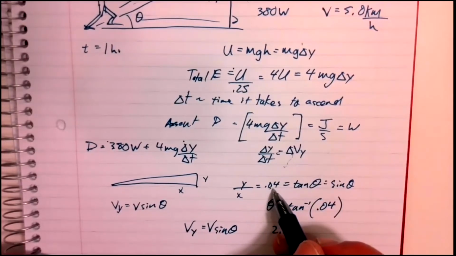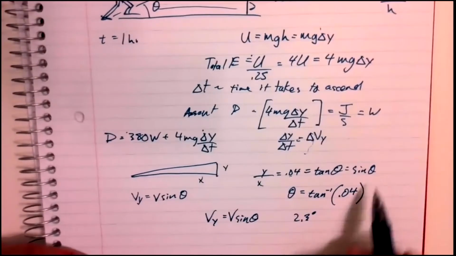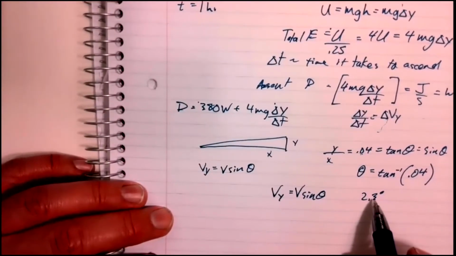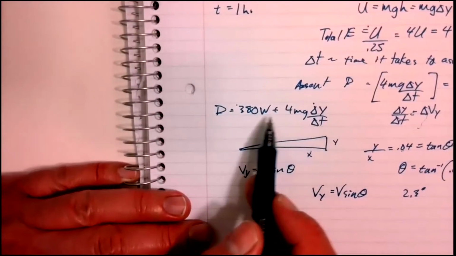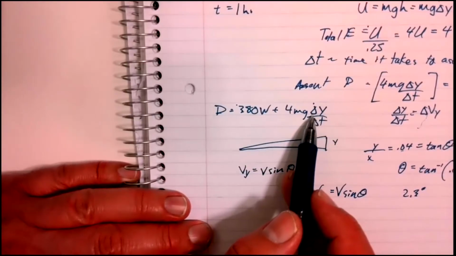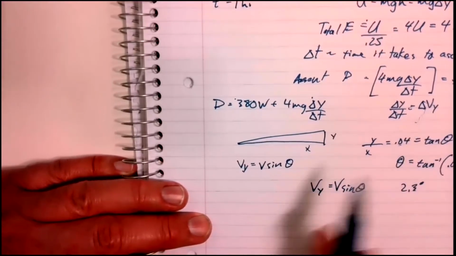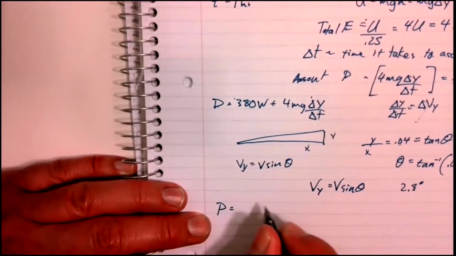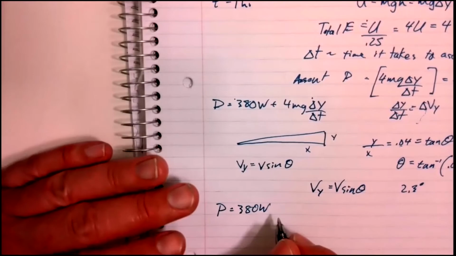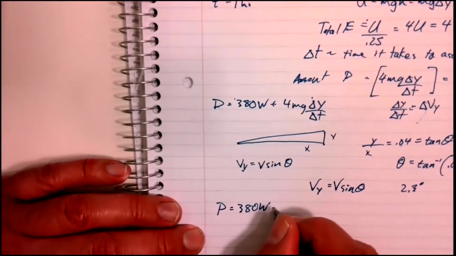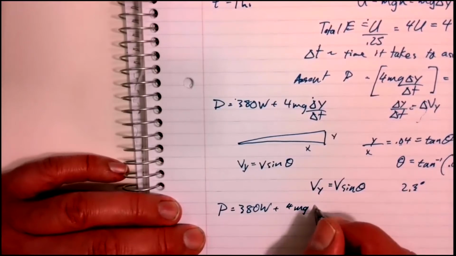So we don't even need to change that because we have tangent of theta equals 0.4, sine of theta equals 0.3, but we'll put in the angle just because, right? So now we're going to go back up here. We've got our expression here. This is our total power. And now we just need to say delta y over delta t equals delta Vy. So this is going to give us P is going to equal 380 watts. That's just from walking whatever distance this is, plus 4 times mg times delta.